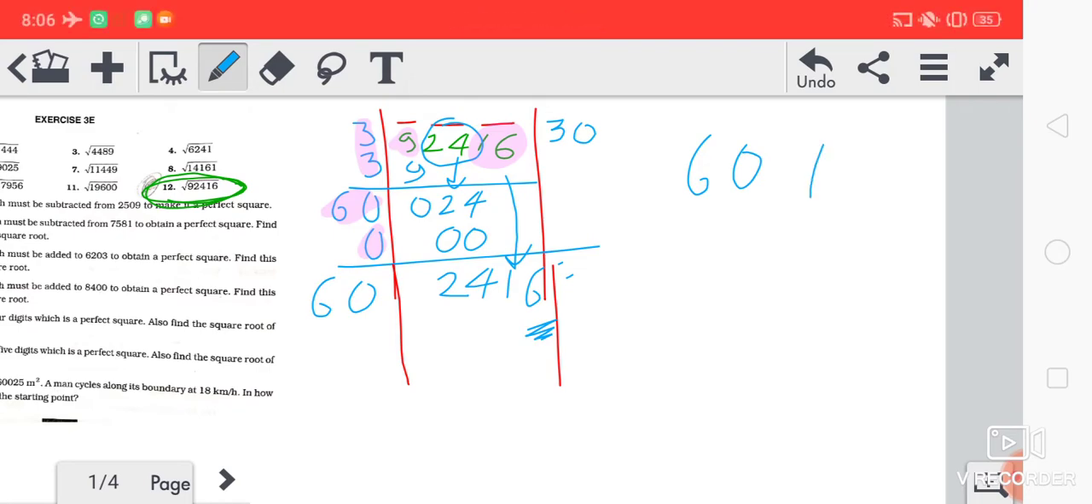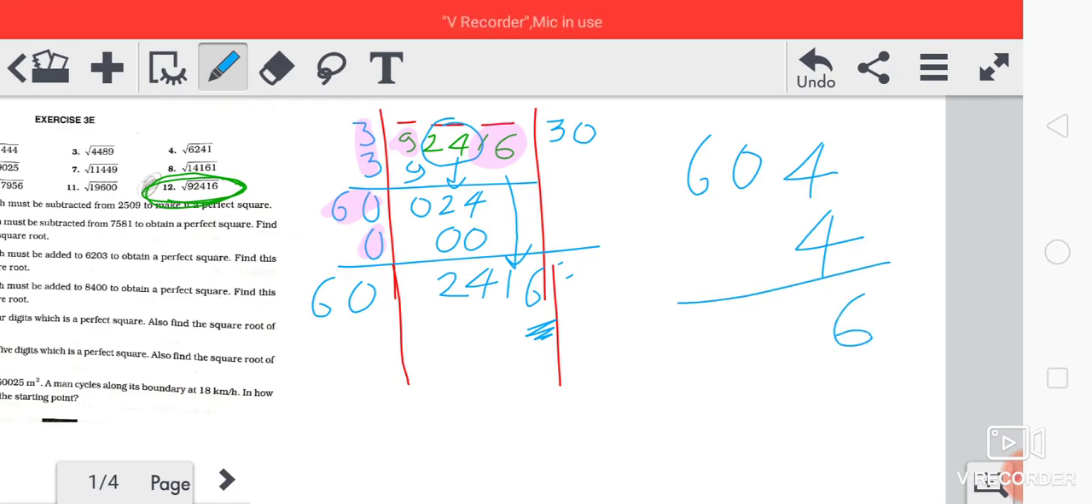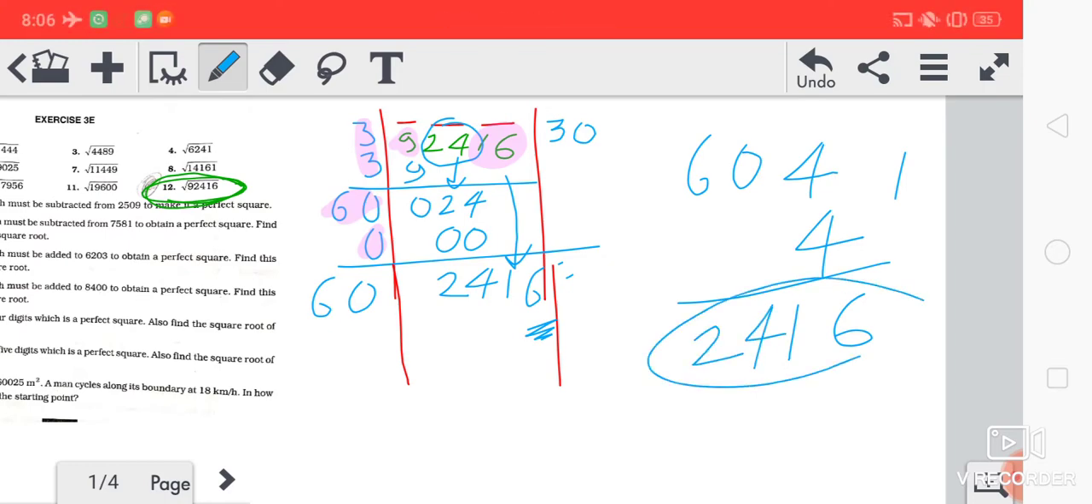Better to take 4 times. 4 4s are 16, 1 carried, 4 into 0 is 0 and 1 will be here, 4 6s are 24. Are we getting the same number? 2416, 2416. Okay, so we'll take 4.